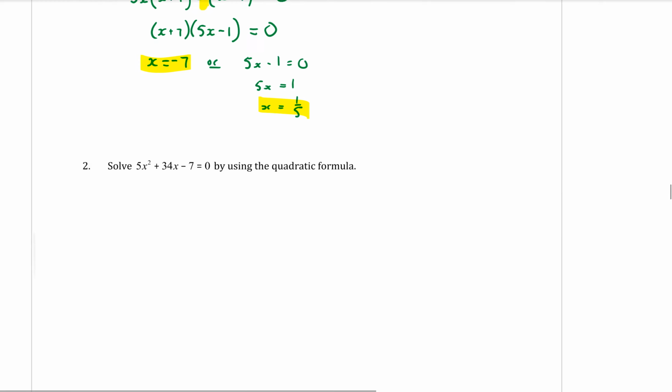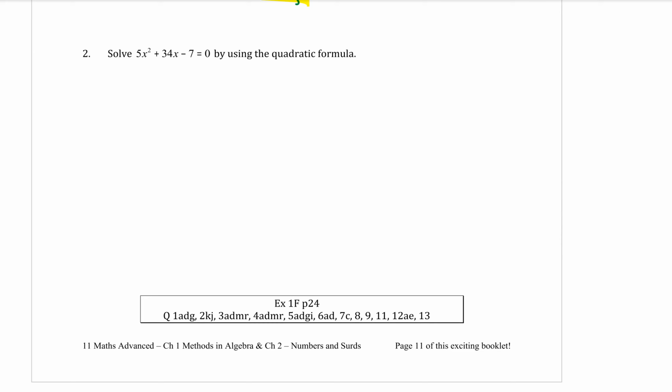All right, question 2, solving by using the quadratic formula. Can you remember the quadratic formula? Anyone want to have a go? Yeah, Monty, go.